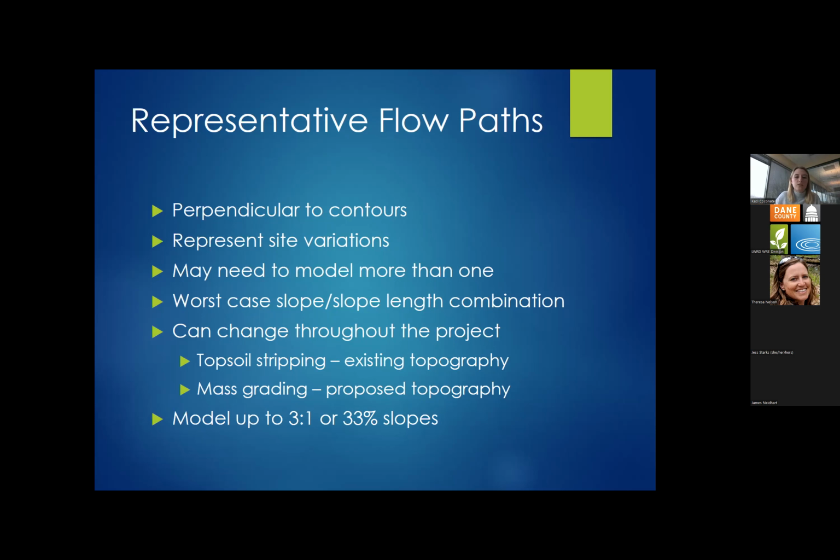So the existing topography is usually only representative during the topsoil stripping phase. So like I mentioned earlier, you can have bare ground on the USLE for your first option, and you can have bare ground as your second activity as well. When you do this, you're able to change the slope and the slope length on the USLE to show that second slope that's more representative of the site through the rest of construction.